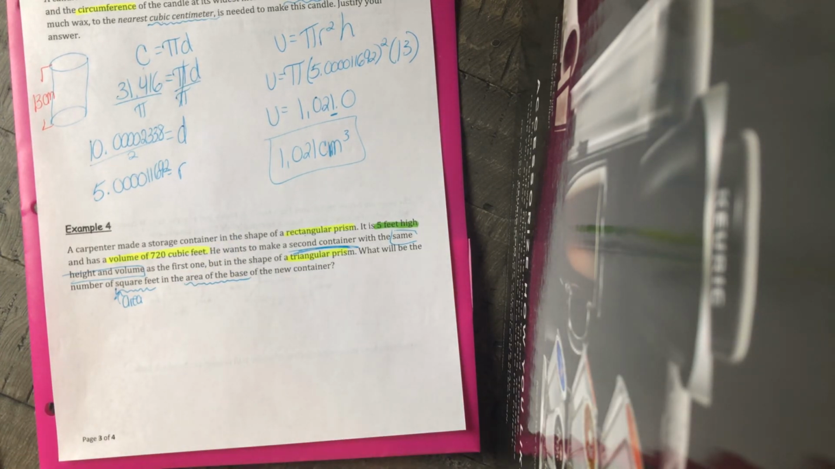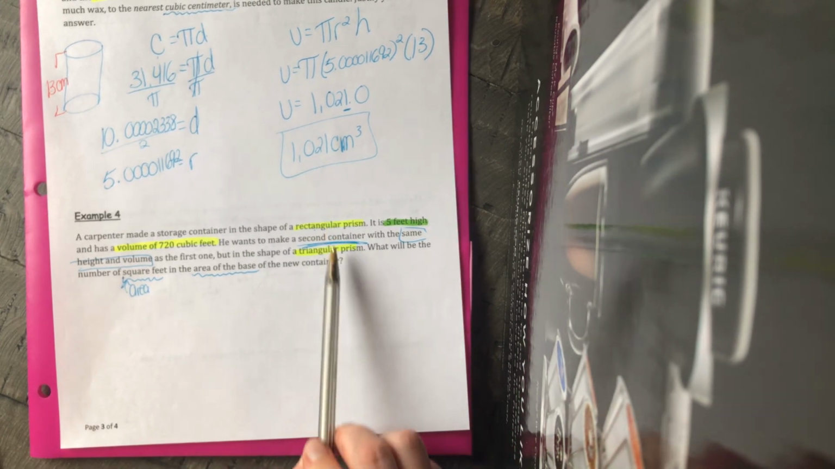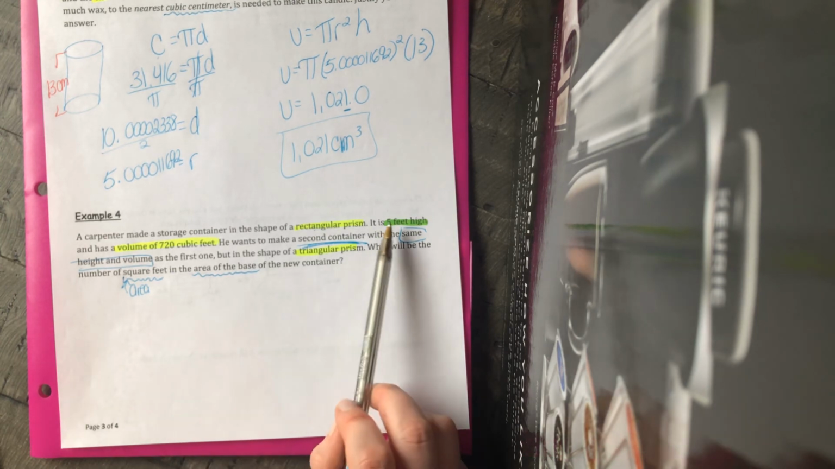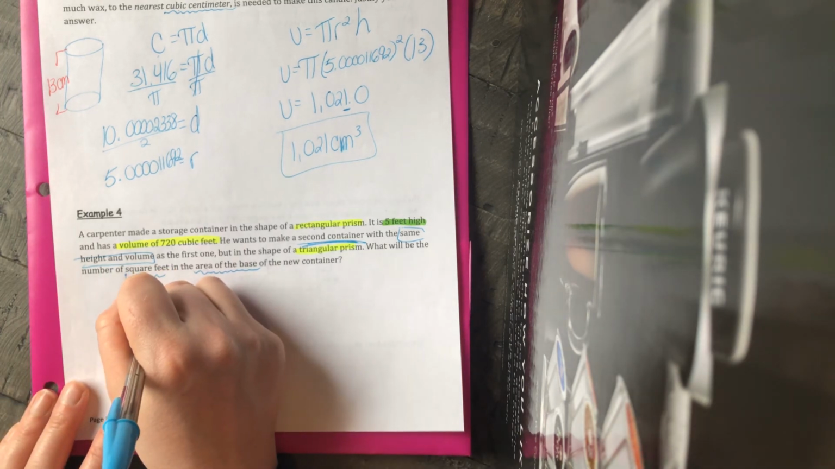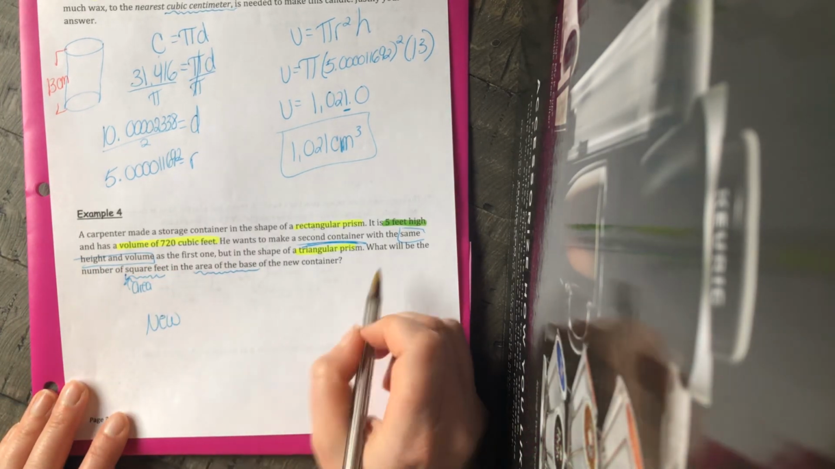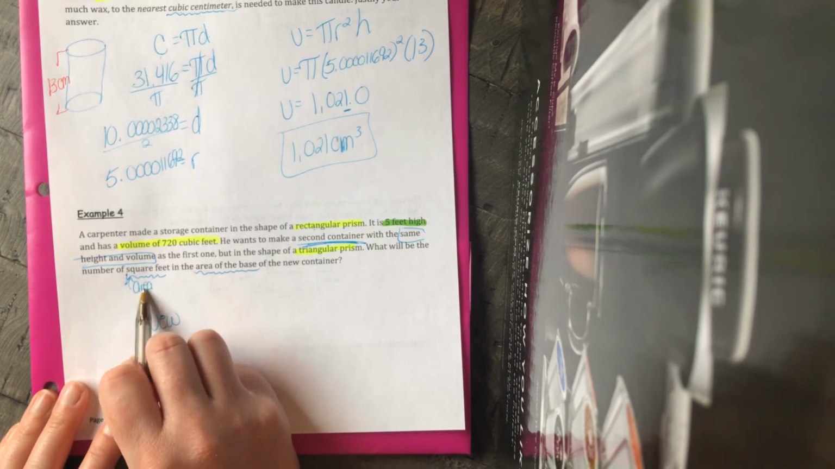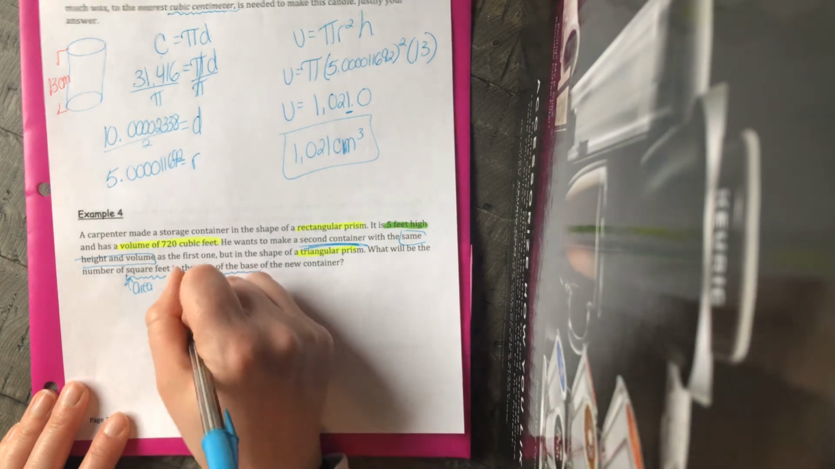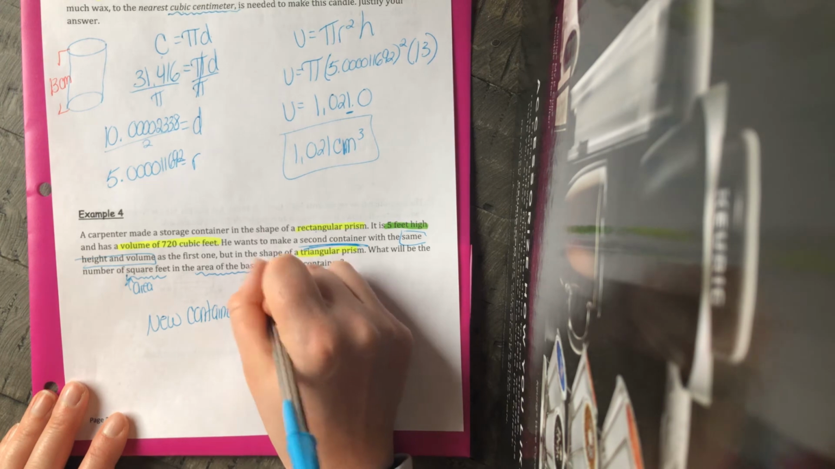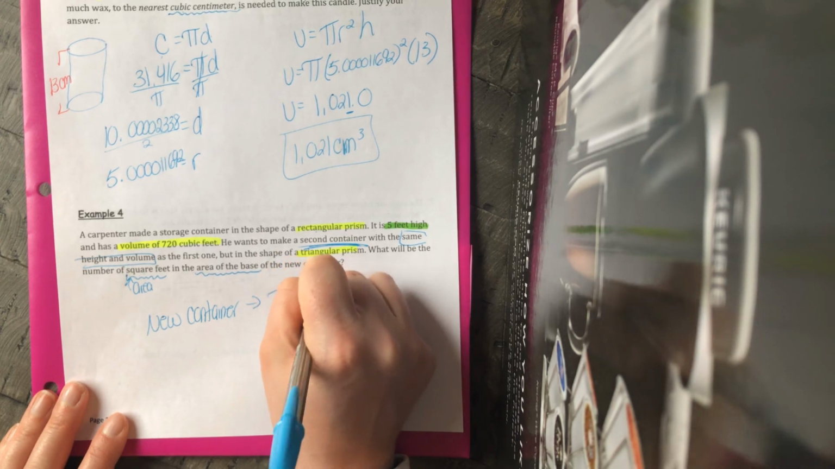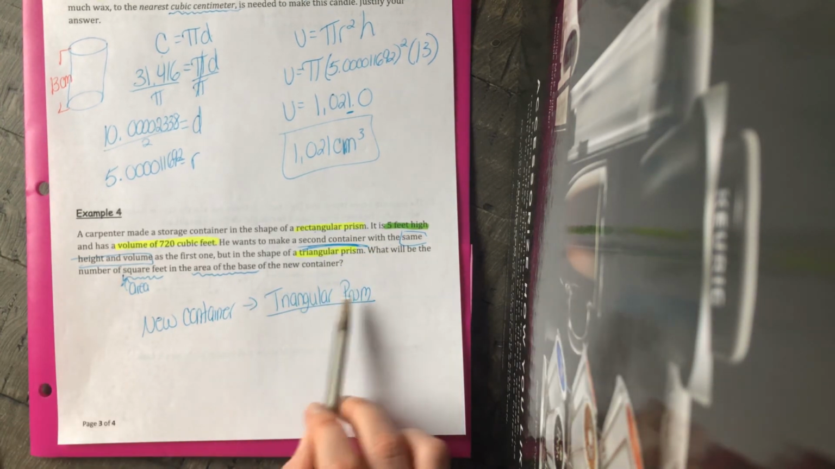So basically the question is telling me that I had the first shape, and now I want to take that shape and kind of make it into a triangular prism instead, using these dimensions. All right. So I'm just going to start off by kind of labeling everything as I go. So I want to find what will be the number of square feet. So what's going to be the area of the new container. So the new container is in the shape of a triangular prism. So right now, the only thing that's important to me is the triangular prism.